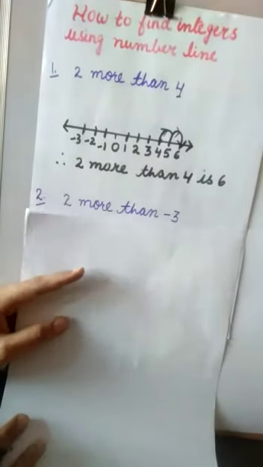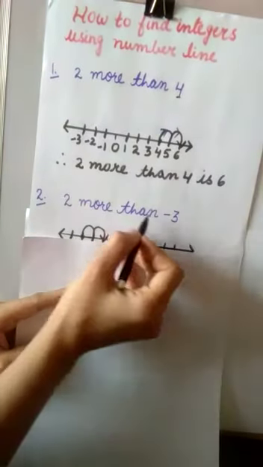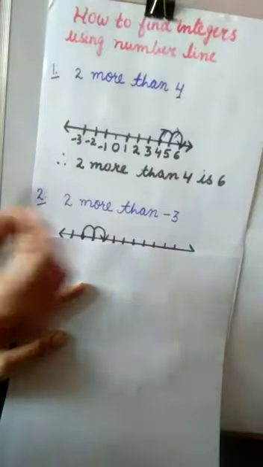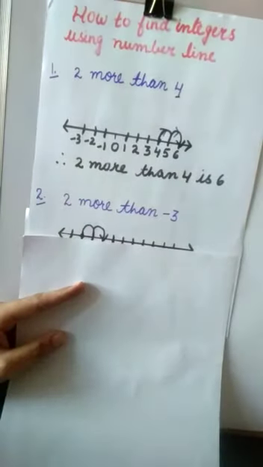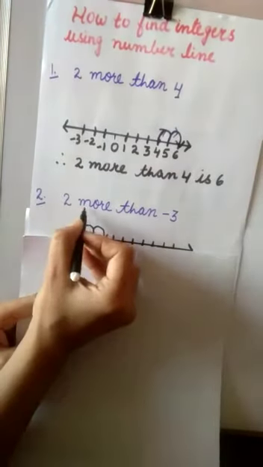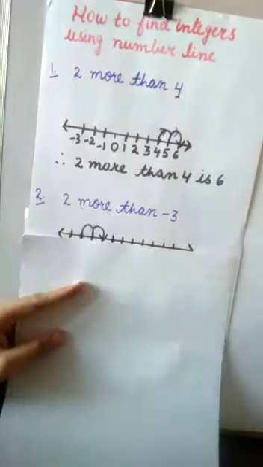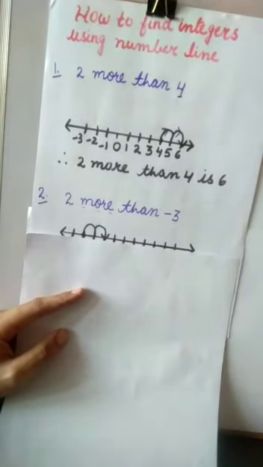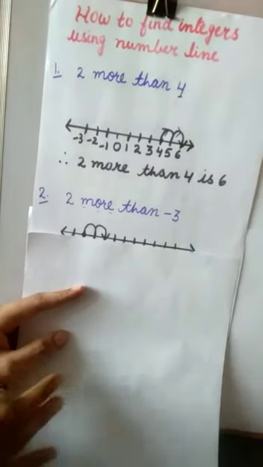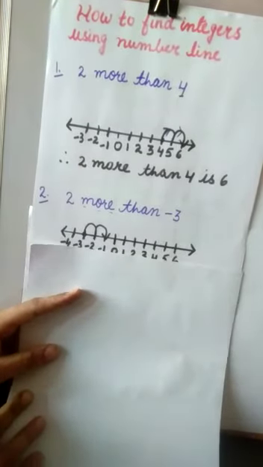Now I'll take one more example: 2 more than minus 3. Again, more than a negative integer. It doesn't matter whether it's positive or negative; we have to understand the concept of more. Anytime you have more, that means the number will go on increasing. We have to move on the right hand side, where we are marking the successors.